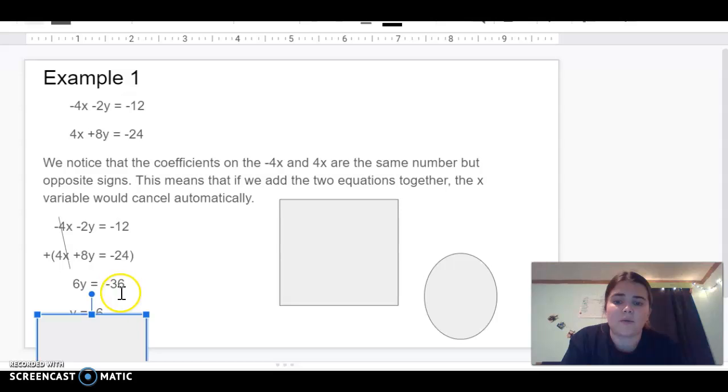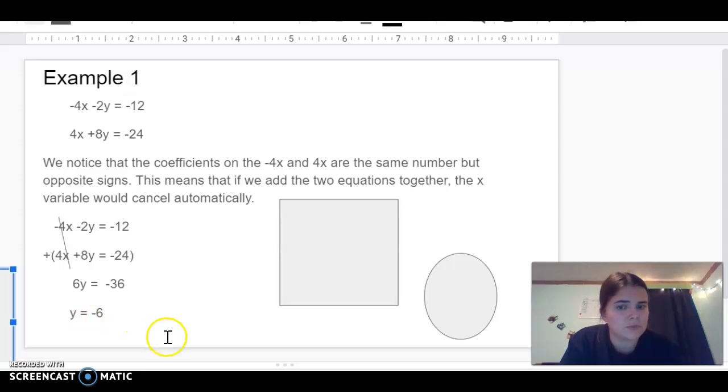We can solve for y by dividing both sides of this equation by 6. We divide this side by 6 and this side by 6, so we get y equals negative 6. We're not done yet. The important part of solving systems of equations is to make sure that you solve for both variables. We've solved for y, but we still want to make sure that we solve for x.